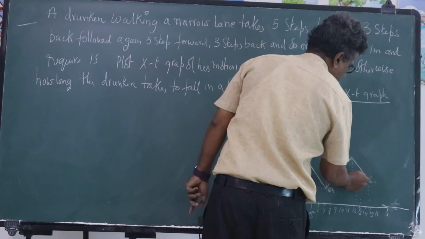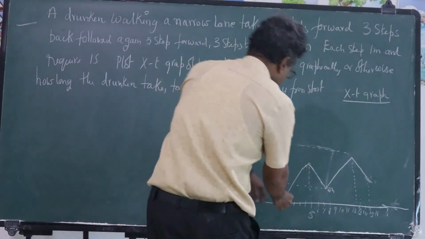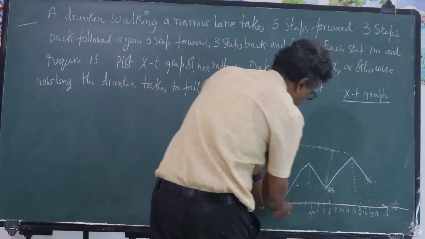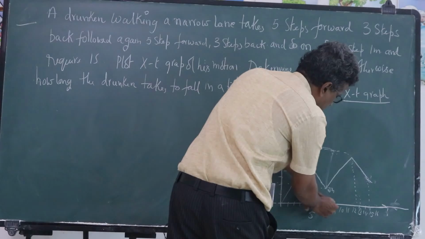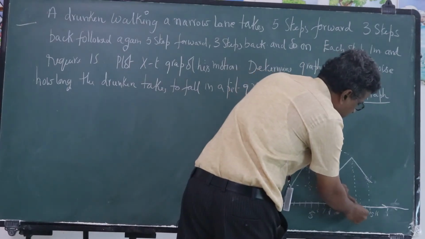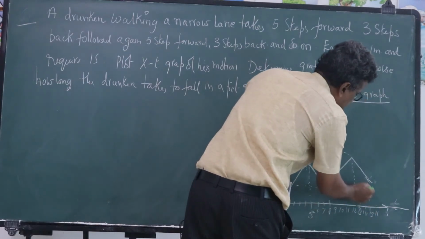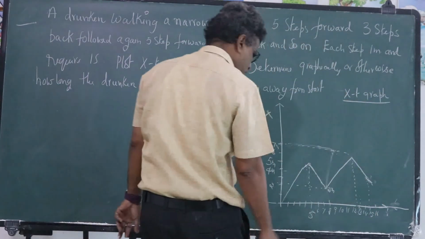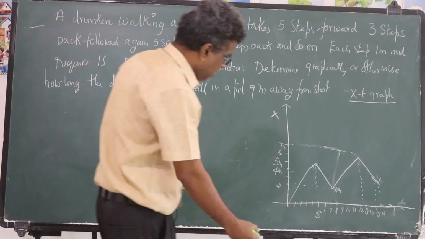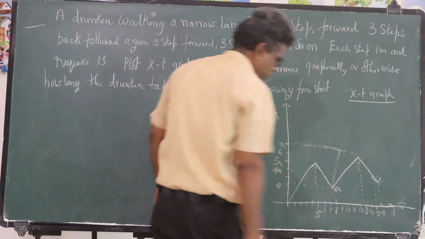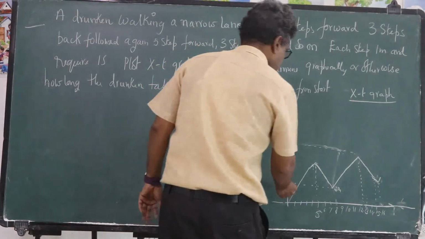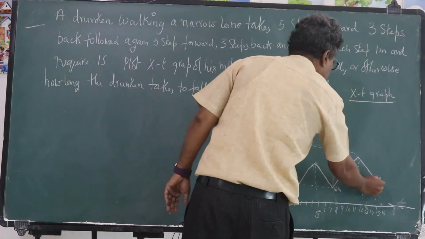Now, first 8 seconds, and then again 5, 3. 8 seconds, again 5, 8 plus 5 is 13, again 3. 13 plus 3 is 16 seconds. So up to 16 seconds are over, and again he starts the journey. Up to 16 seconds he will be at 4 meters.